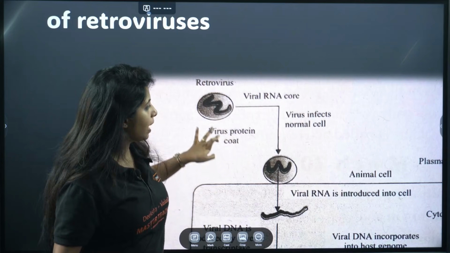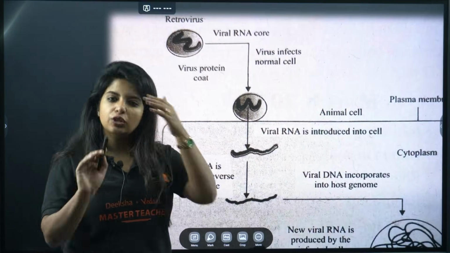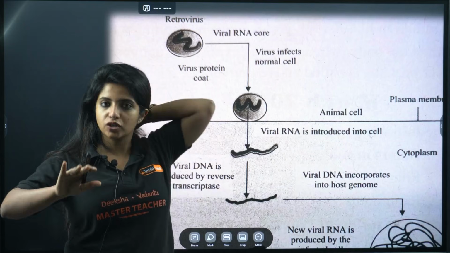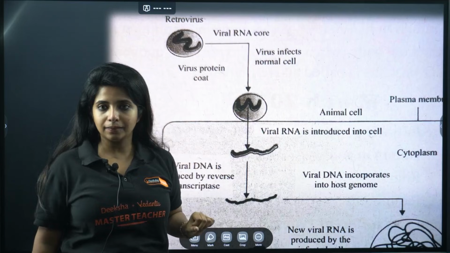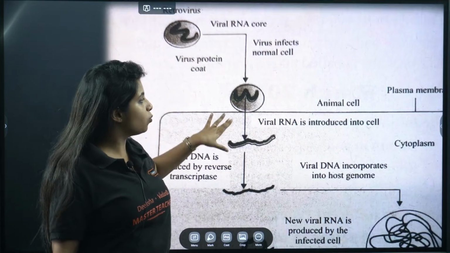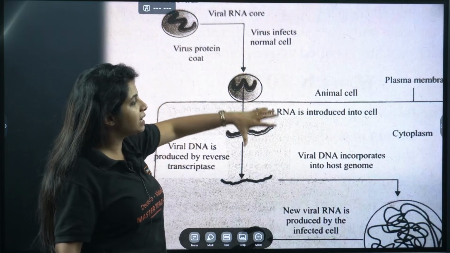Okay. Now what happens is that the virus comes and infects the normal cell. Usually it is a macrophage which is initially being infected. Anyways, so it is coming and infecting a cell. So the virus infects a normal cell. Now once the virus infects a normal cell, what is it going to do? It is going to transfer its RNA inside the cell.